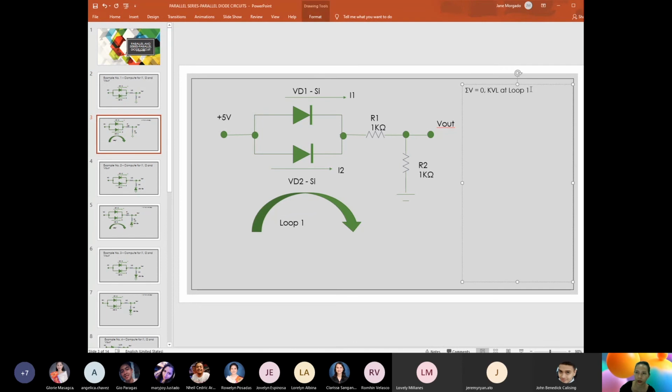Okay, so ano equation natin dito? Starting from the supply. So take note that this is a node na, no? Yan. Ibig sabihin, positive 5, ang nakakabit dito is positive ng battery or positive ng DC supply. So starting with the positive 5, ano equation natin? Yes, ma'am. Positive 5. Di naman kayo masyado magkakamali dito, di ba? Kundi plus, minus. O, yan.